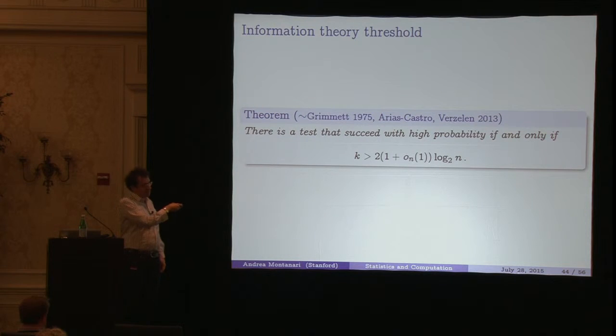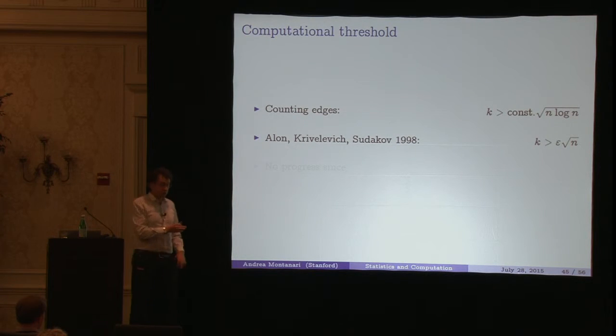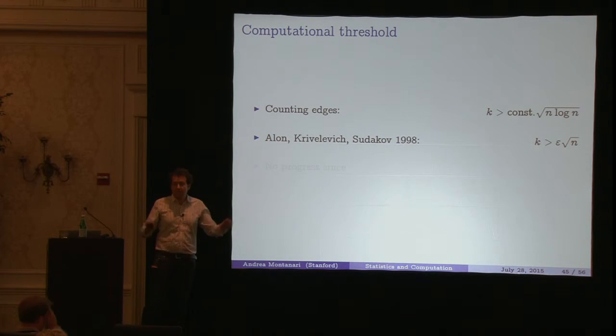And this is basically a graph theory lemma that is due to Grimmett 30 or 40 years ago. And there is all sorts of generalization. Now, the story for the computational threshold is much shorter. So the simplest thing you can do is just count edges in this graph. This works as soon as k is bigger than square root of n log n.